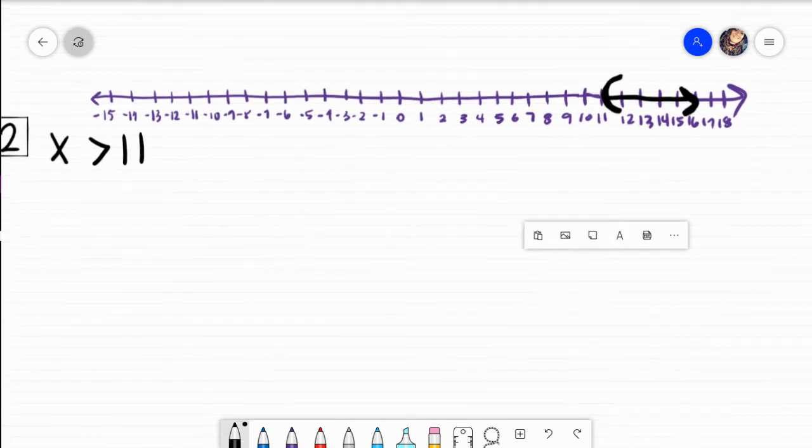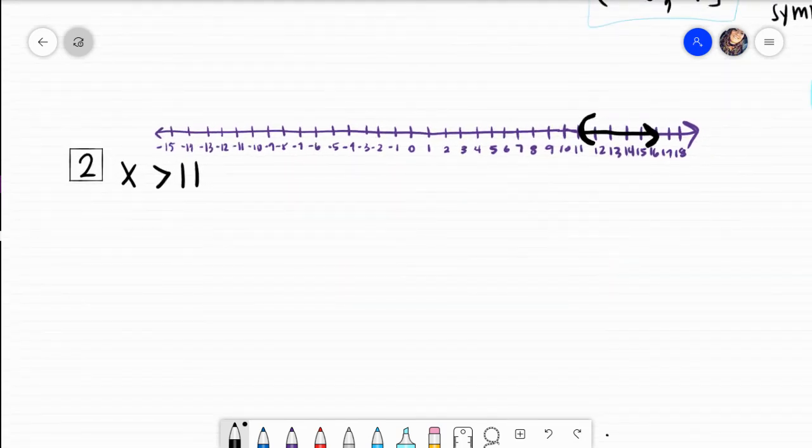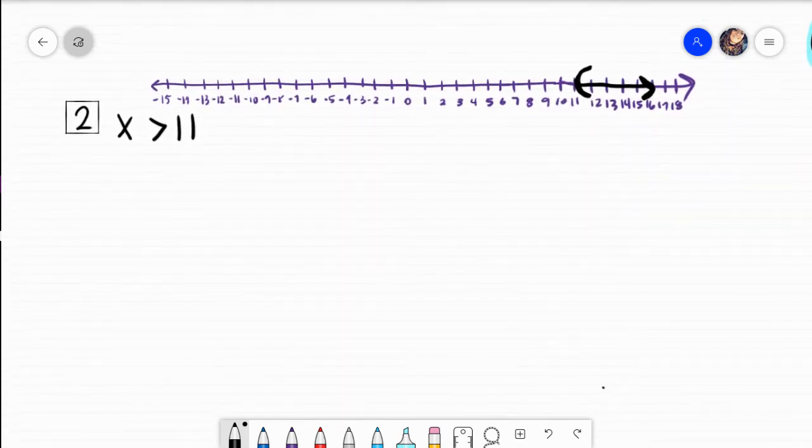Now, what did I say about the values that are to the right of 0? That means that they approach infinity.